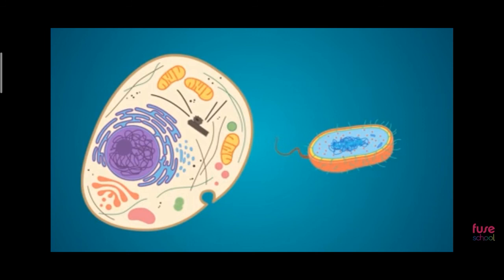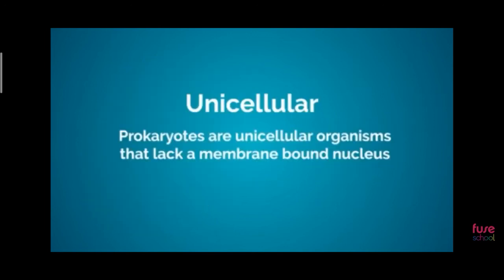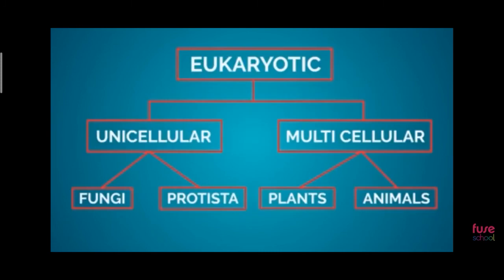It is believed that eukaryotes evolved from prokaryotes. And when we compare the size of these two cells, eukaryotic cells are a little bigger than prokaryotic cells. So we can conclude that all prokaryotes are unicellular organisms that lack a membrane-bound nucleus. Eukaryotes can be either unicellular or multicellular organisms.